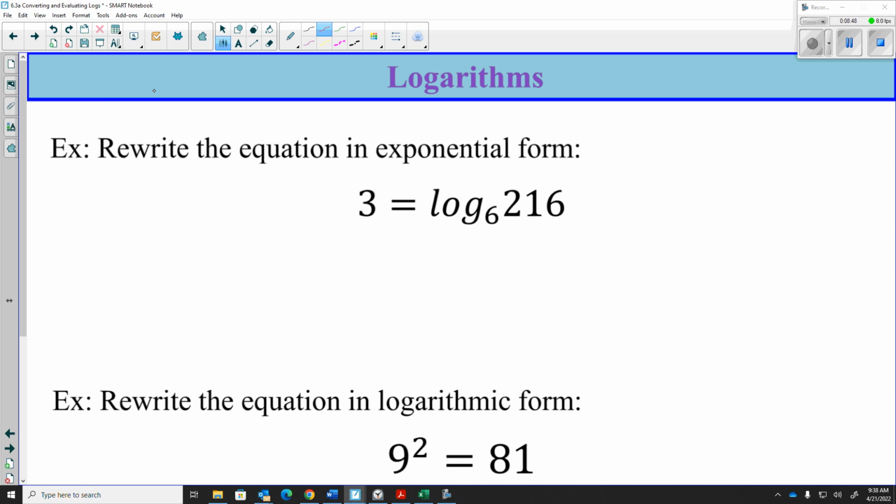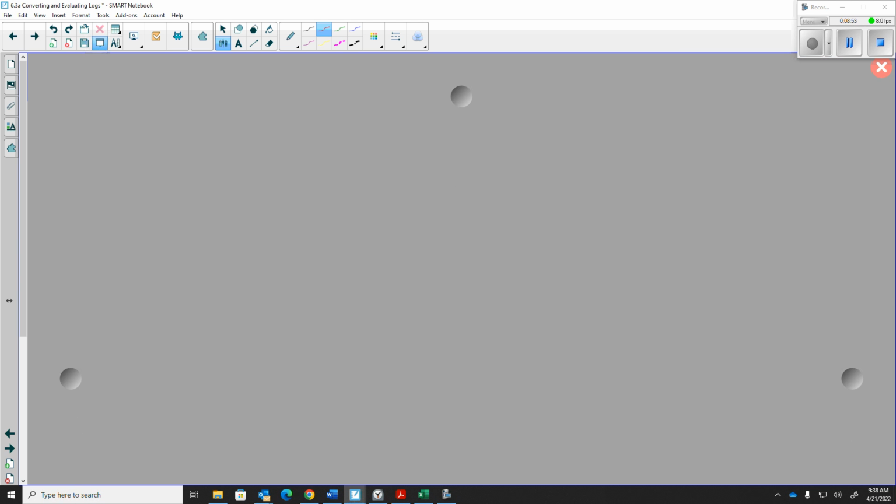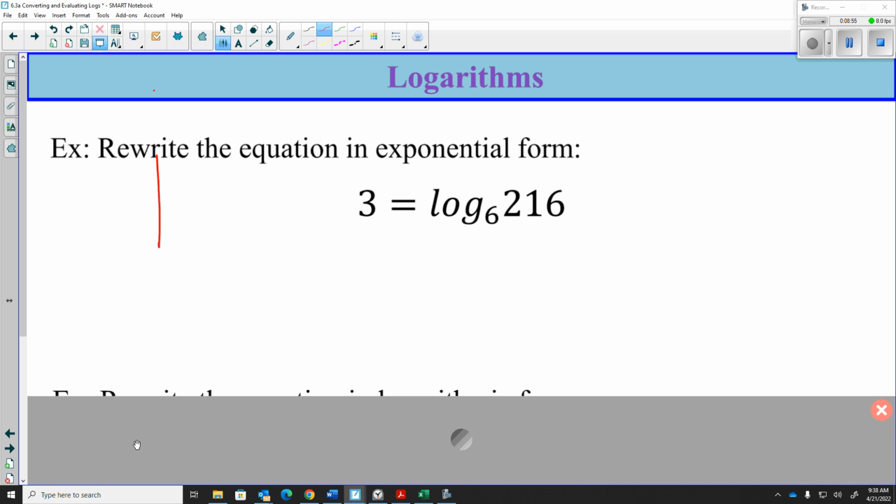It says rewrite the equation in exponential form. So I have a log, and I want to rewrite it as an exponent. It says 3 equals log base 6 of 216. That's asking you the question, what power do you need to raise 6 to get 216? The answer is 3. But we can move it back and forth from a log to an exponent. That's what we're trying to figure out right now.